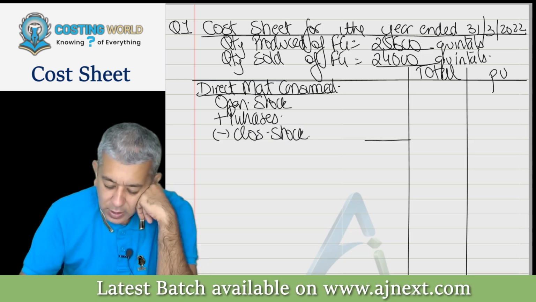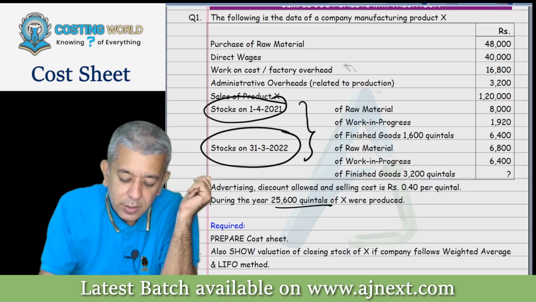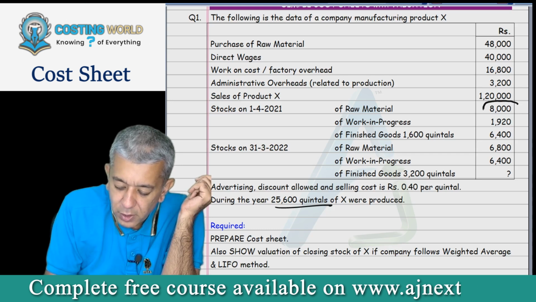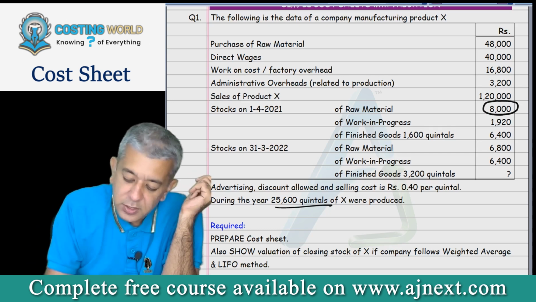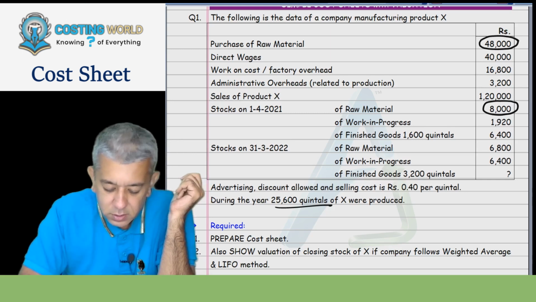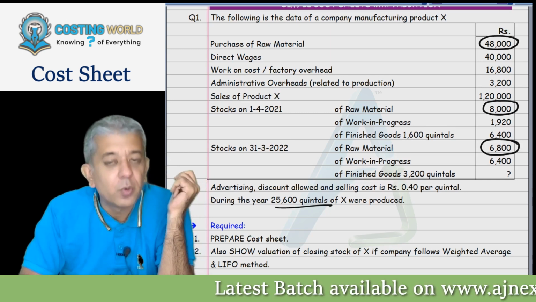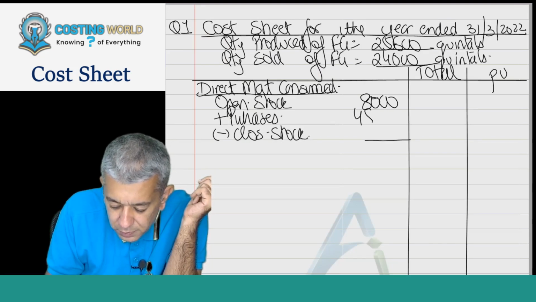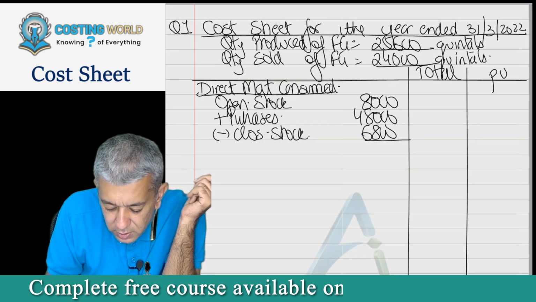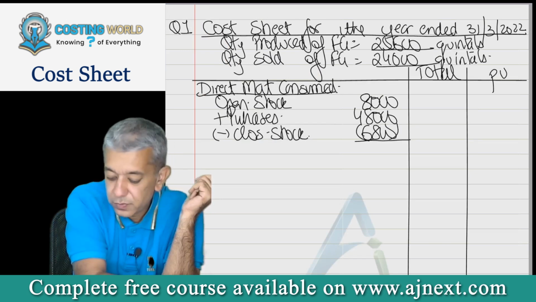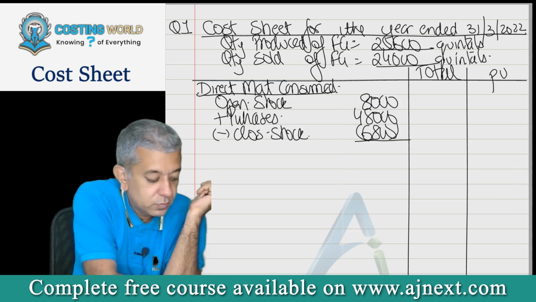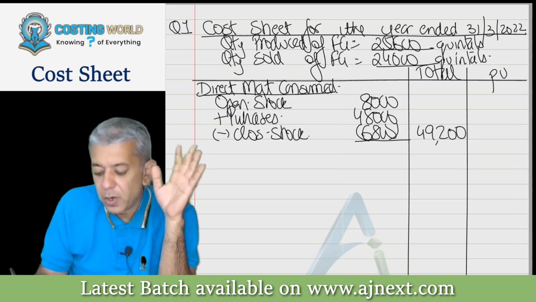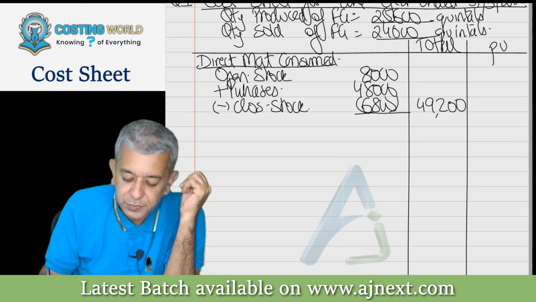Now, direct material consumed, that is opening stock of raw material. So, opening stock of raw material you will get over here. Purchases of raw material you will get over here. Closing stock of raw material you are going to be getting over here. So, therefore, 8,000 plus 48,000 less 6,800 gives 49,200. Per unit we will see after some time, not right now.